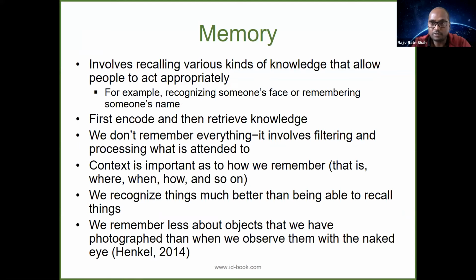So as we discussed in the previous class, you first try to encode the information that you have, and based on that encoded information, you try to retrieve the knowledge, right? If you don't remember everything, it involves filtering or processing what is attended to. How can you use encoded information to retrieve the relevant thing that you're looking for? Often the context is very important to remember or recall: where, when, how, and so on.